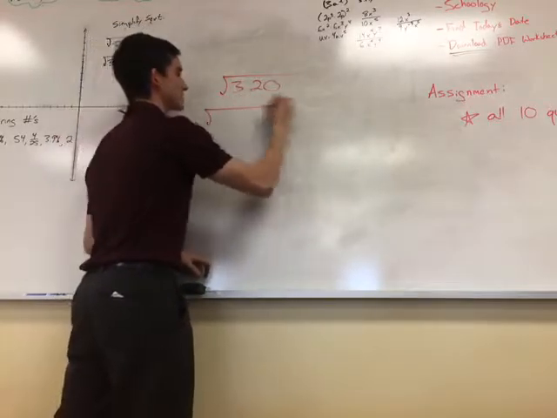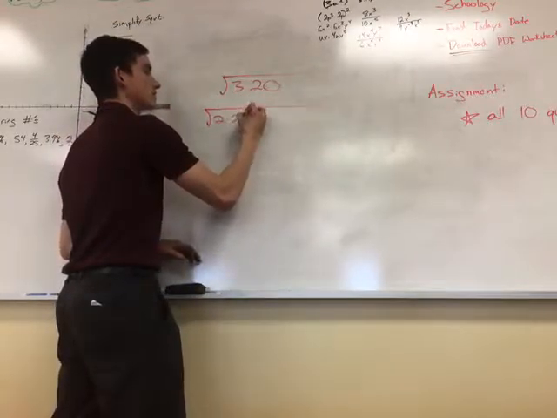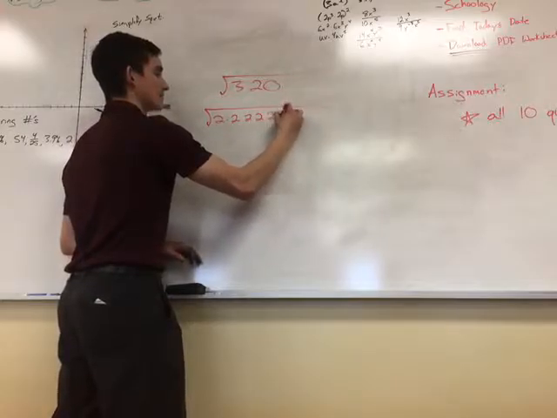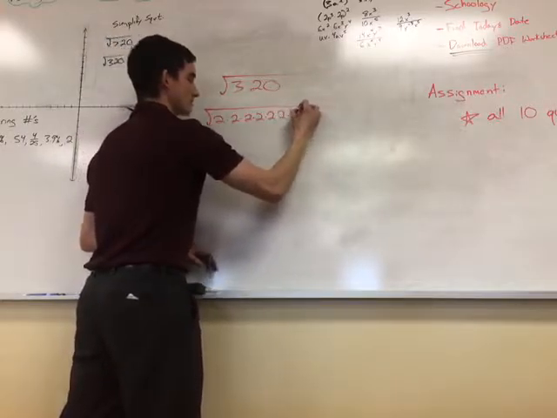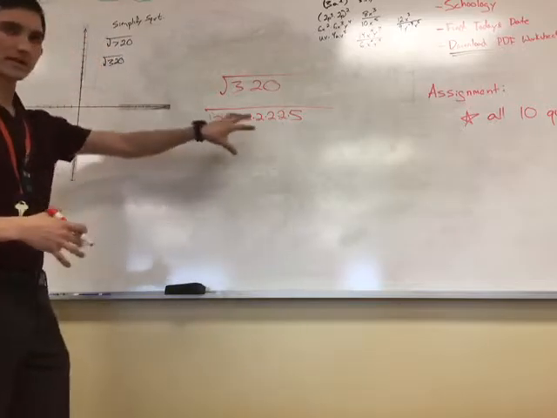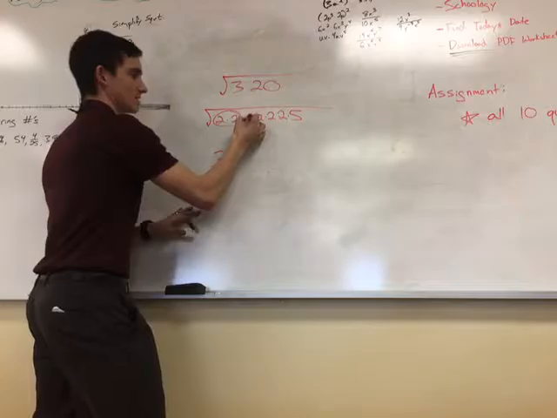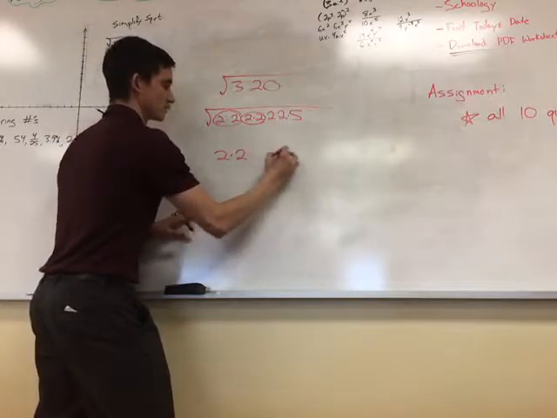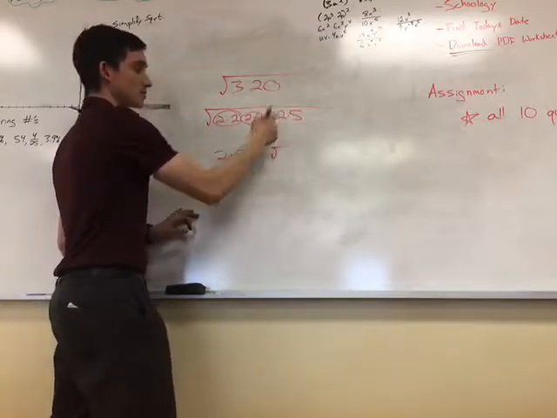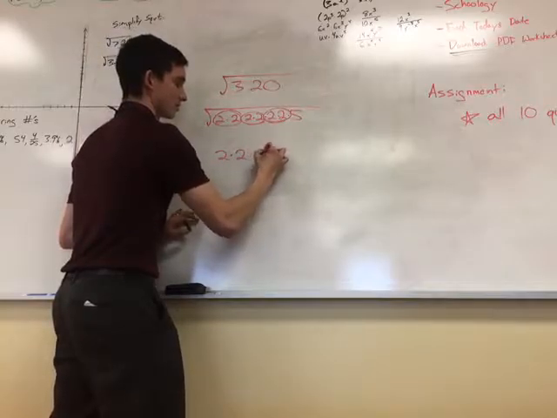So square root of 320 is the same thing as 6 2s. 1, 2, 3, 4, 5, 6. 6 2s and a 5. So again, I'm pulling out perfectly square numbers. 2 times 2 is 4. Square root of 4 is 2. 2 times 2 is 4. Square root of 4 is 2. 2 times 2 is 4. Square root of 4 is 2.